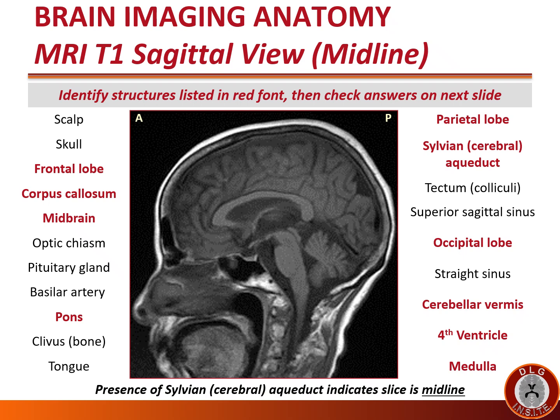Unlike CT scan, MRI scan can view the brain in multiple planes, including the sagittal plane as seen on this slide. This is an MRI T1 sagittal view of the midline of a brain.